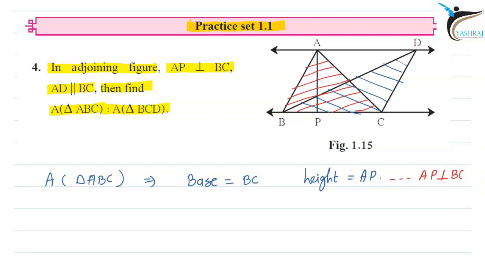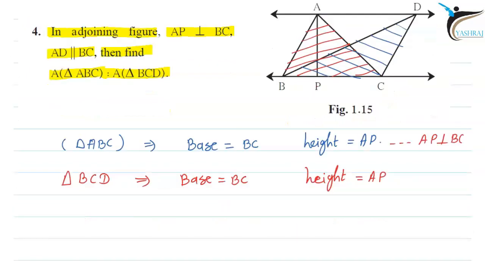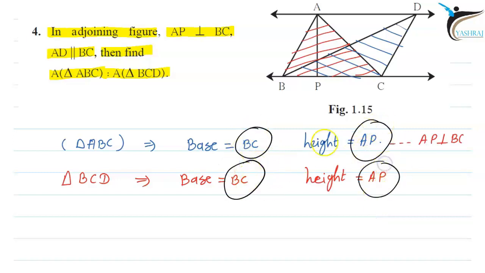Next, for the second triangle, BCD, which is the base and which is the height? Once we consider AP as the perpendicular drawn on BC, since the lines are parallel, triangle BCD has height AP and base BC. So the base is BC and the height is AP. So look at their bases and heights. Bases and heights are exactly the same, BC and BC, AP and AP.